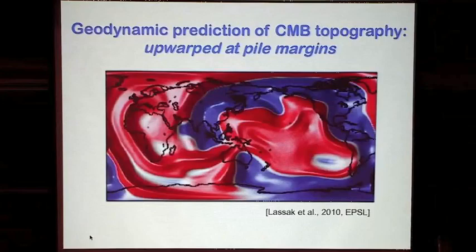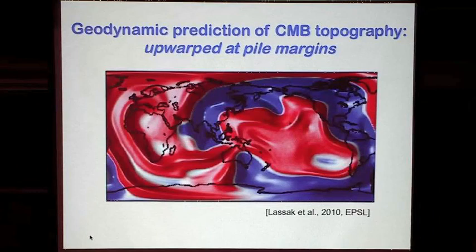One interesting thing is, this is a core mantle boundary image now. I didn't put a scale on here, but this is where you have these thermochemical piles. It's from Teresa Lassak's work. On the margins of these piles, you will upwarp the CMB from the viscous currents that shape these things. They go in and they come up. And this is sort of a plateau beneath piles. And so this is something for seismologists to look for.